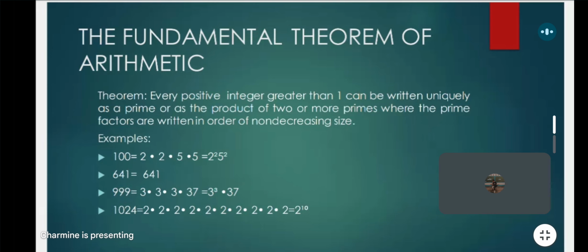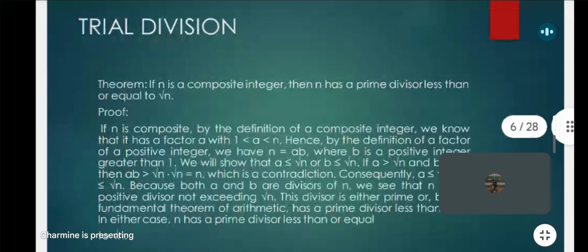Next is the trial division theorem. If n is a composite integer, then n has a prime divisor less than or equal to √n. Proof. If n is composite, by the definition of a composite integer, we know that it has a factor a with 1 < a < n. Hence, by the definition of a factor of a positive integer, we have n = ab, where b is a positive integer greater than 1.